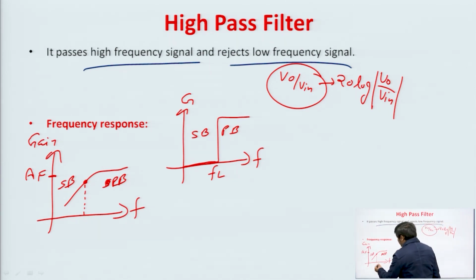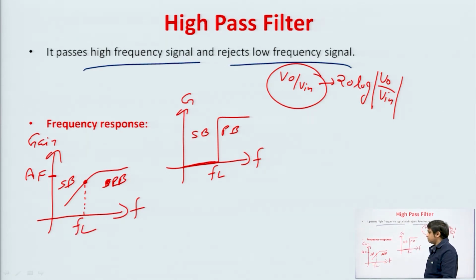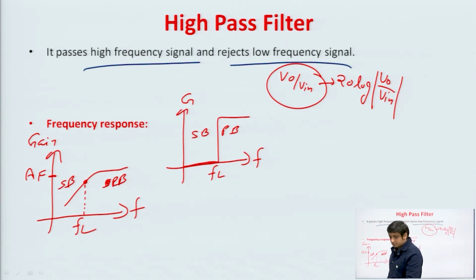So, in high pass filter let us denote the cutoff frequency with FL. In low pass we had denoted it with FH, in high pass we are denoting it with FL. You can take any symbol, there is no issue in that. So, this is the frequency response of high pass filter.